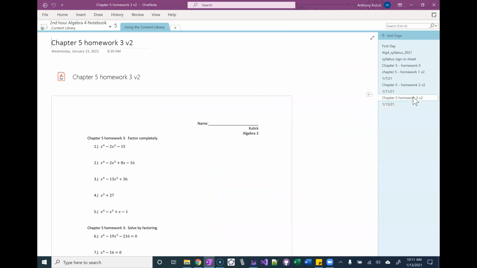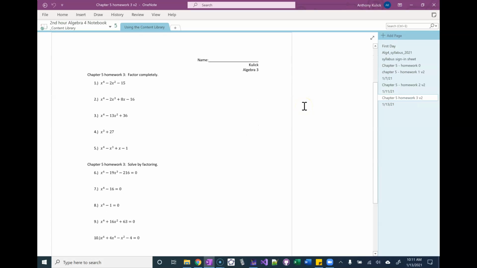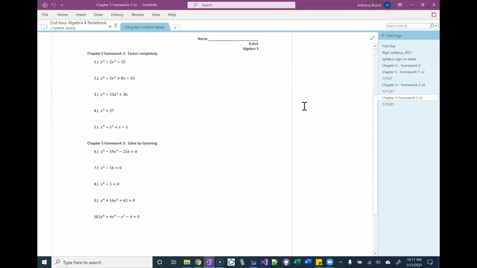So the assignment for this I've posted here on the content library on OneNote. So this is the homework 3. The first 5 problems I ask you to factor completely. The second 5 problems I ask you to solve by factoring. So on those second 5, you're going to have to factor and then take those factors and solve them to get your answers. So you won't be able to shortcut around doing the factoring because you won't have done the factoring yet for those problems. But do the best you can with that. When we meet next time, we'll take questions and the whole shebang. Okay?